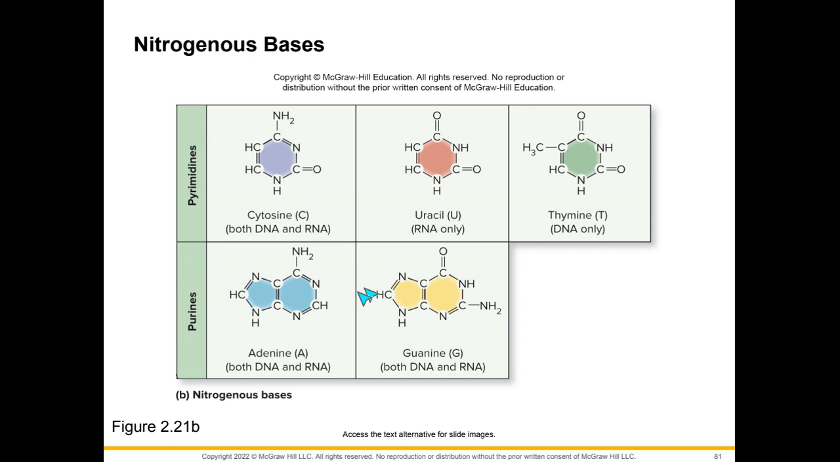All right, so here are your nitrogenous bases: cytosine, uracil, thymine, adenine, and guanine, right? And remember, uracils together will form uridine triphosphate. Uridine triphosphate, for example, is only found in RNA, whereas thymine is the base, the nucleotide is thymidine triphosphate, only found in DNA.